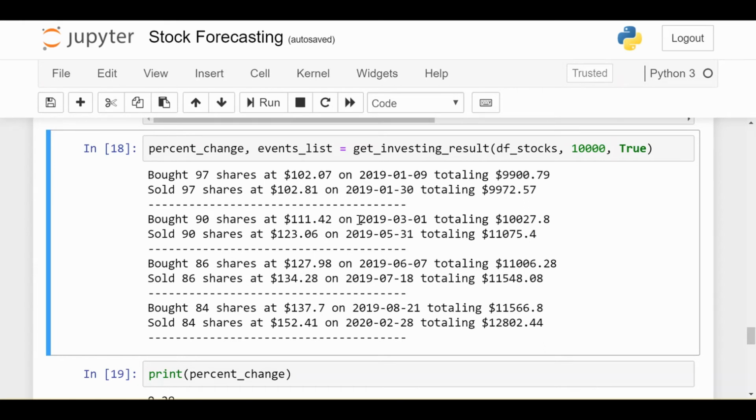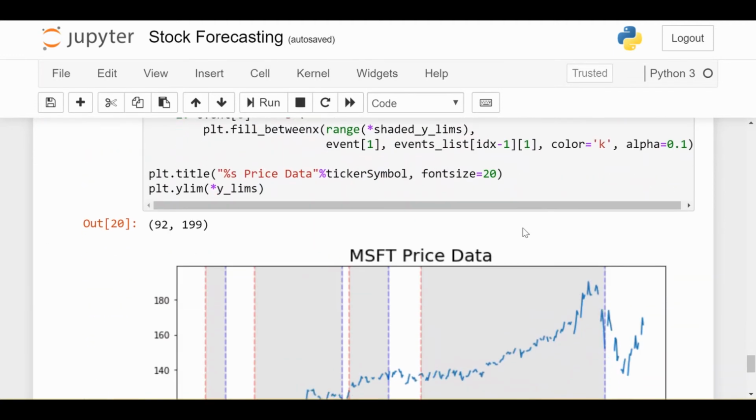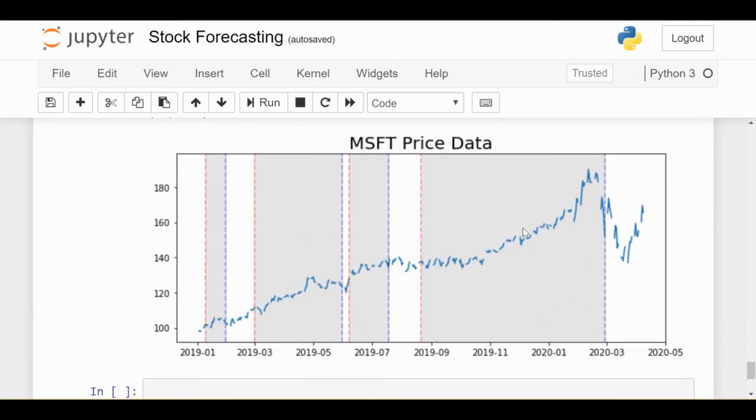Then the next date I bought was March 1st, 2019. I sold all those shares on May 31st, 2019, and I made this much profit. It's a lot easier to see in a graph, so I'm going to show you in a graph. Here's the graphical representation of what happened. So we started our trading on January 1st, 2019. Each red dashed line is a buy. Each blue dashed line is the sell that follows it. So here we bought the stock and here we sold the stock.